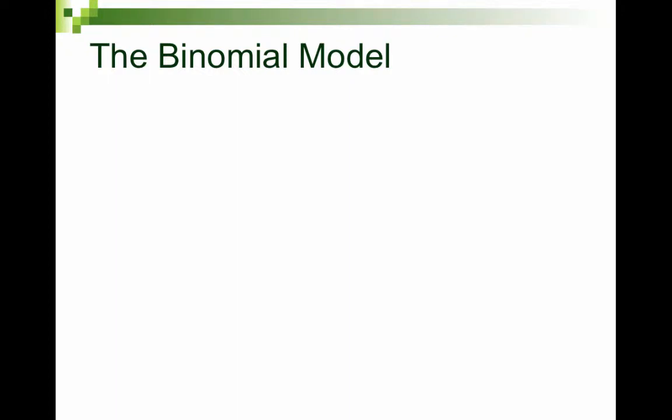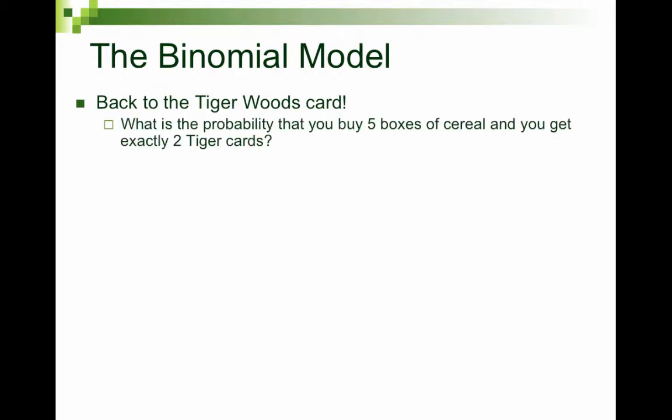Continuing with Chapter 17, we're going to talk about the binomial model today. We're going to go back to the Tiger Woods card. Suppose we want to know what the probability is that you buy 5 boxes of cereal and you get exactly 2 Tigers cards. This time, we're interested in the number of successes out of 5 trials. And that's kind of the difference between a binomial and a geometric model.